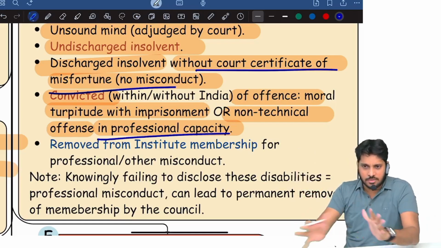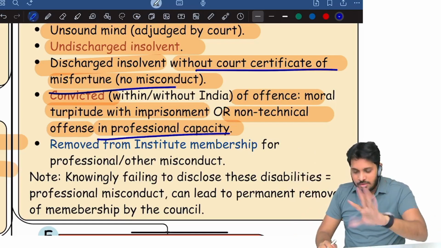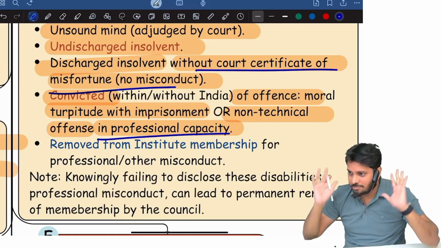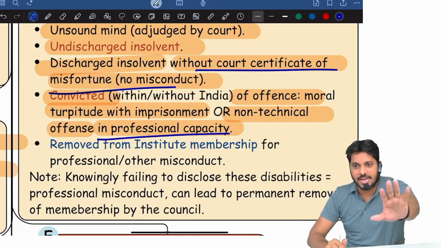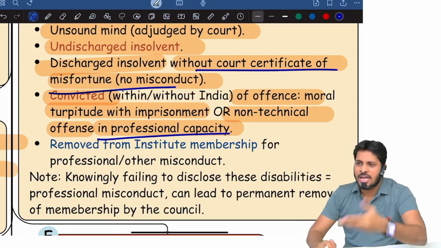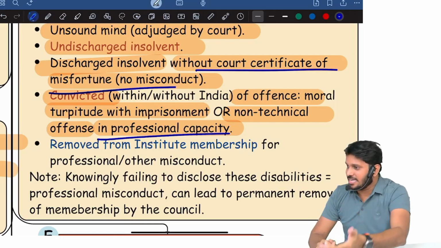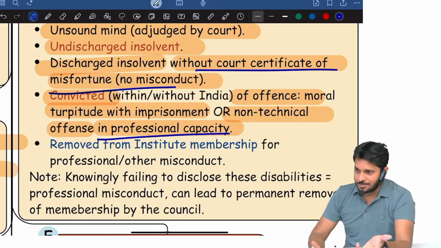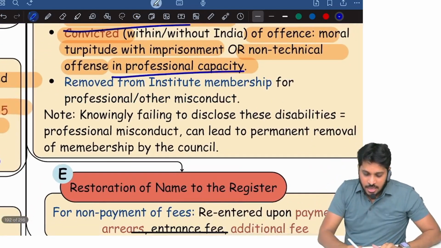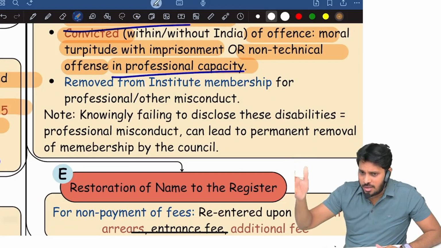Technical offense means something very simple. I'm filing ITR. In olden days these mistakes used to happen. By mistake, I didn't put the digital signature and filed the ITR for a tax audit client. That's a technical mistake. There is no loss for the client. These are all negligence, technical offenses. For technical offenses you will not be disqualified.